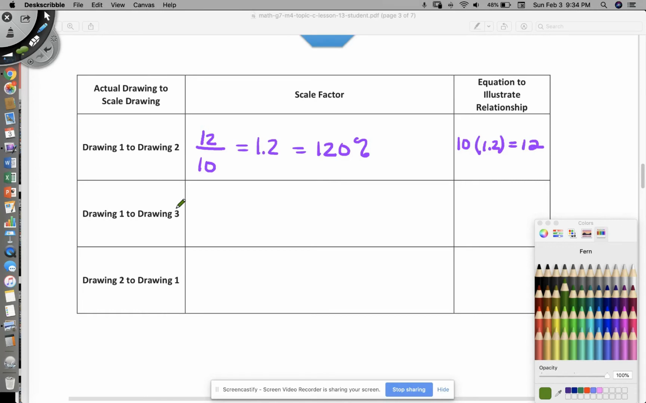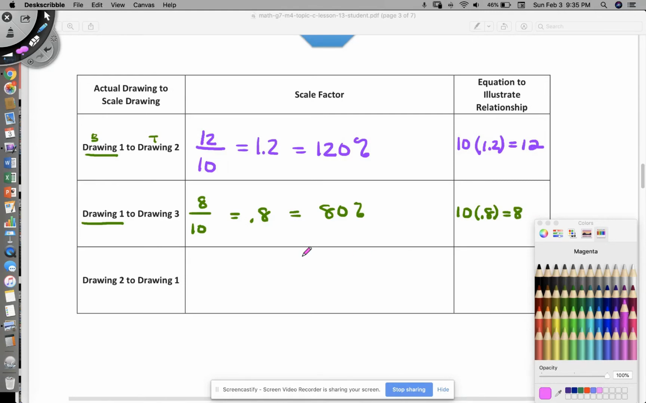I'm going to go from 1 to 3, which makes 1 the original. So the first one they mention is going to be your original. That's going to be your 100%. The second one they mention is your scale drawing. So the first one they mention goes on the bottom. The second one they mention goes on top, if that kind of helps you a little bit. So that's a 10 again underneath. And if you look at drawing 3, the sides are 8. If I reduce that down, I get 0.8. And that as a percentage is 80%. So my equation here would be 10 times 0.8 equals 8.